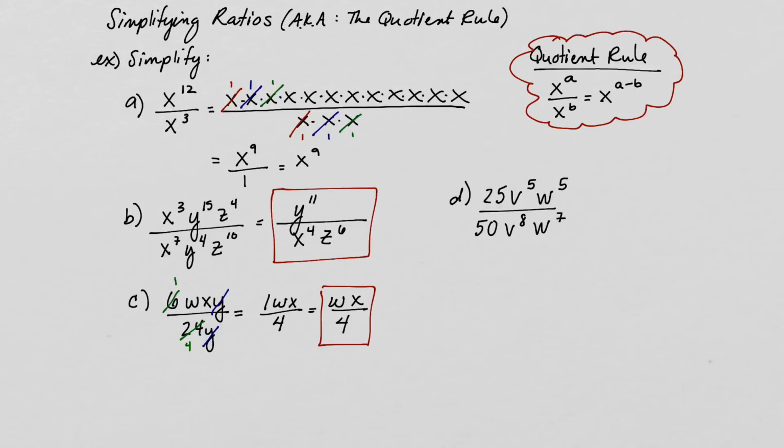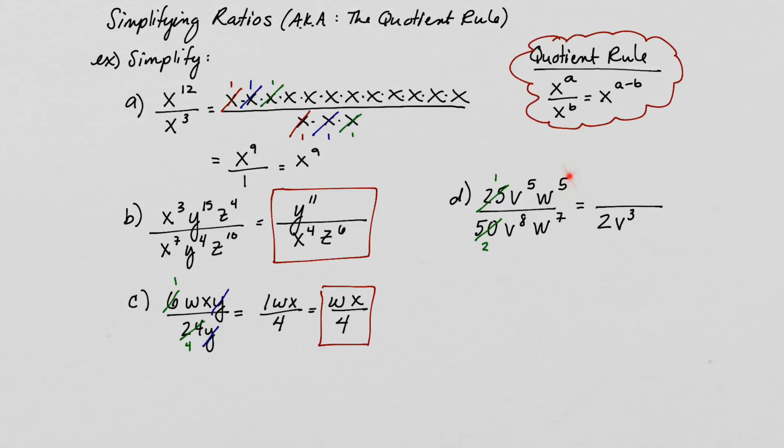Okay, so 50 and 25. 25 goes into 25 1 time. 25 goes into 50 2 times. So I know I'm going to have a 2 on the bottom here. If I look at the v's, right, I have 5 v's on the top and 8 v's on the bottom. So where do I have more v's? Oh, I have more v's on the bottom. How many more? 3 more.